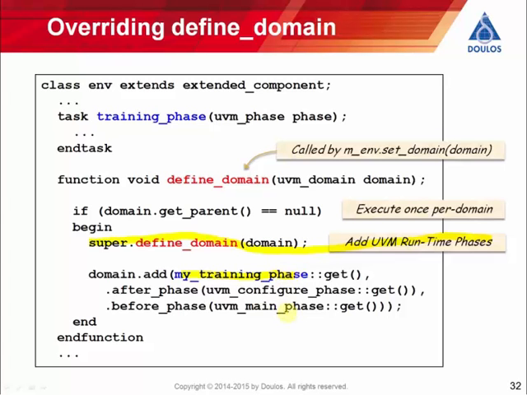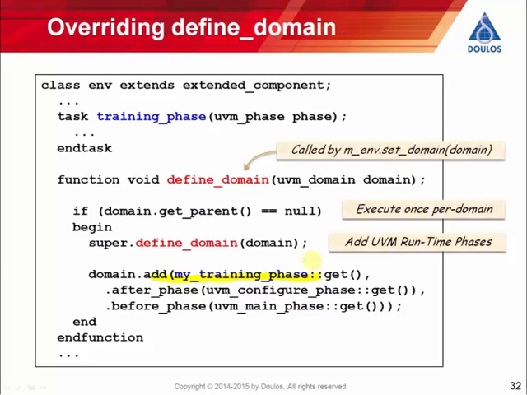So now we've actually seen three ways to insert a user-defined phase into an existing phase schedule. The first method we saw way back was to insert our user-defined phase into the UVM domain. The second method was to create a new schedule from scratch and insert the training phase into that new schedule. The third and final way is to override defineDomain to do it, which is less code than defining a new schedule from scratch if you can get your head around it.